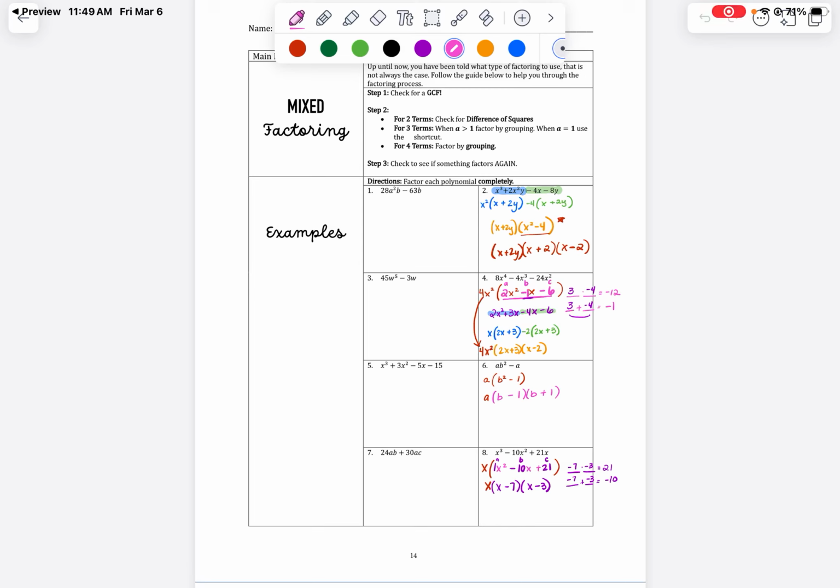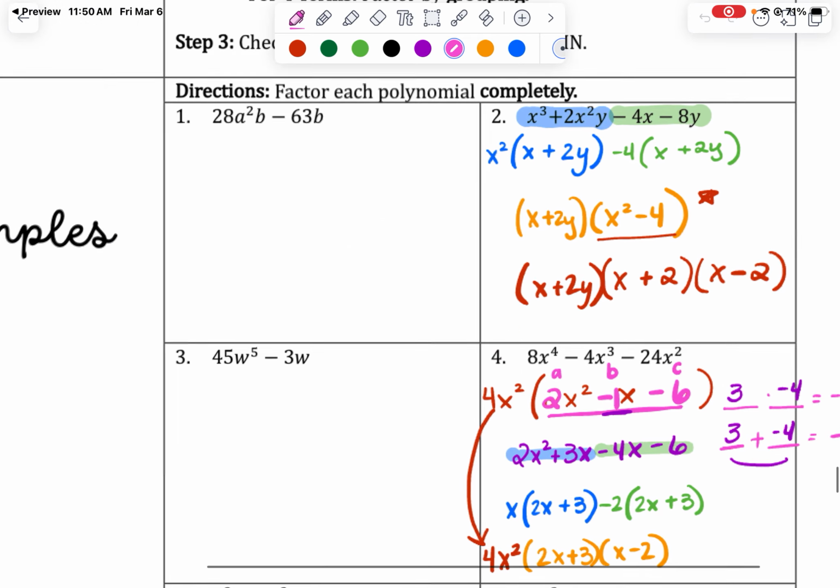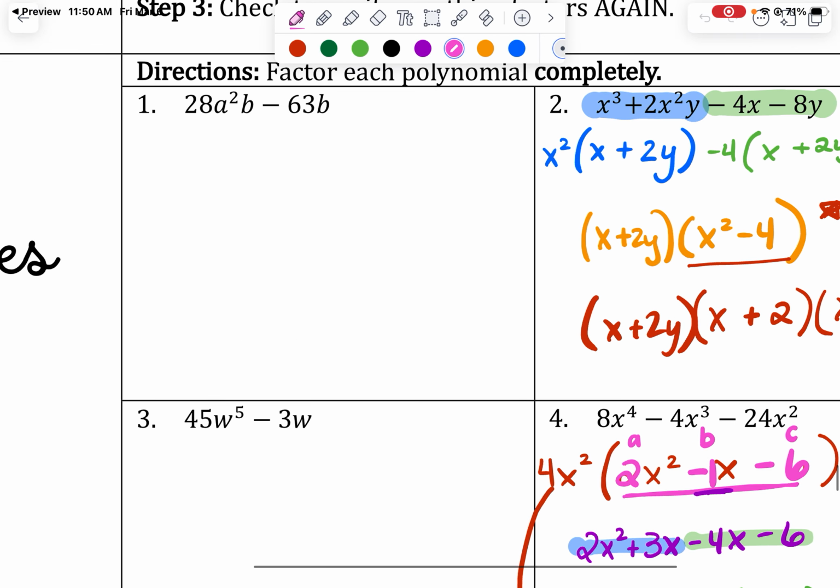Okay, so we're going to go through the odd questions that we didn't get to in class today for mixed factoring. So this is just general problems here. So let's go ahead and look at these.